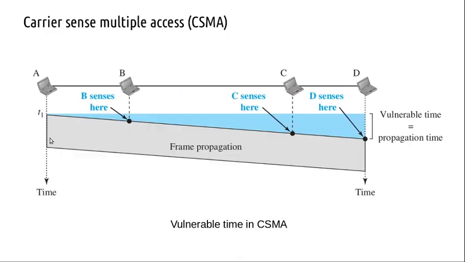You can say that any node has to wait until this propagation time, only then it can transmit. That is the vulnerable time. Only after the vulnerable time has elapsed can any node on this network transmit. A can still transmit, but it will check the channel and see that it is busy, that some signal energy is there on the channel. So that is the vulnerable time in CSMA.